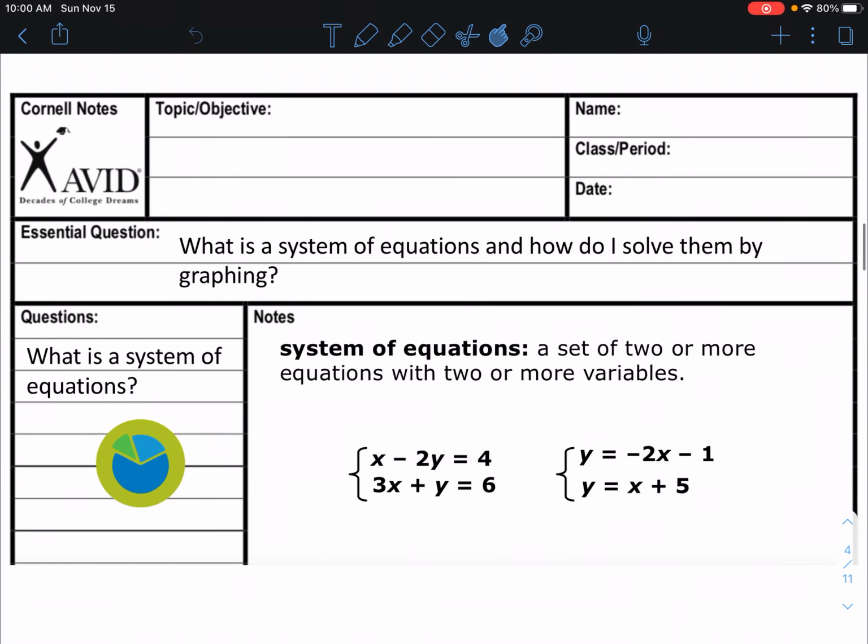Okay. What is a system of equations and how do I solve them by graphing? Well, first of all, a system of equations sounds complicated. A system is simply a set of two or more equations with two or more variables. So really all it means is anytime you have two or more lines put together and you're trying to find a solution to that. So a system of equations is just a couple lines, maybe 3 lines. All we'll be dealing with is 2. So here's a couple examples.